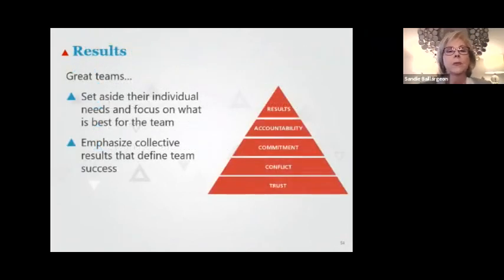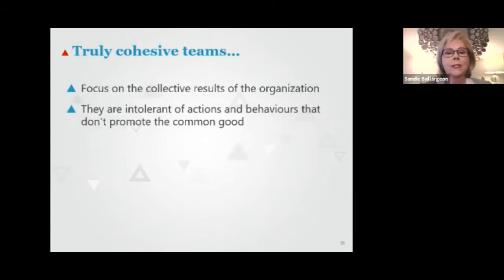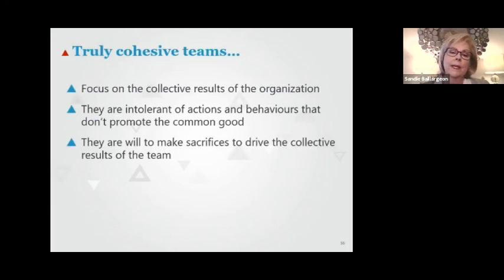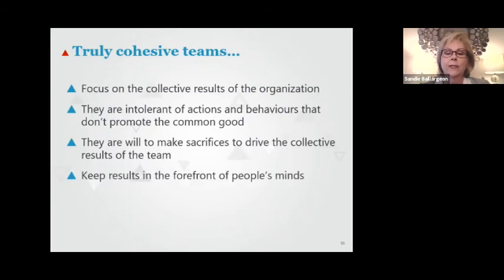So great teams will set aside their individual needs and focus on what's best for the entire team. Emphasize the collective results that define the team's success. So truly cohesive teams will focus on the collective results of the organization. They also are intolerant of actions and behaviors that don't promote the common good. They are also willing to make sacrifices to drive the collective results of the team and keep the results in the forefront of people's minds.